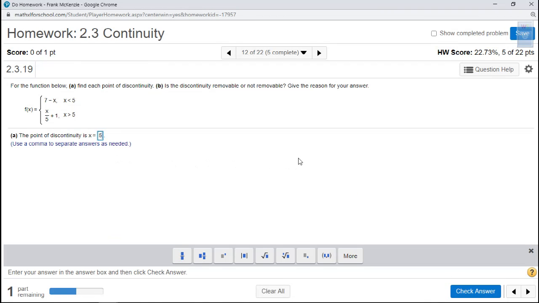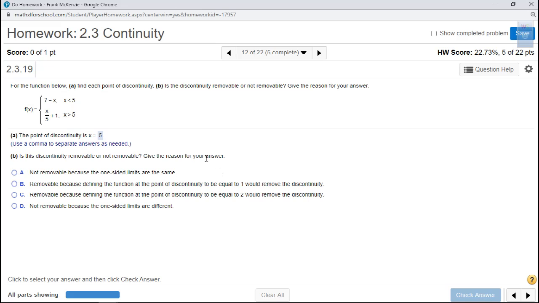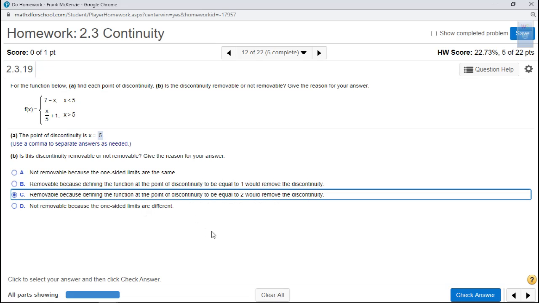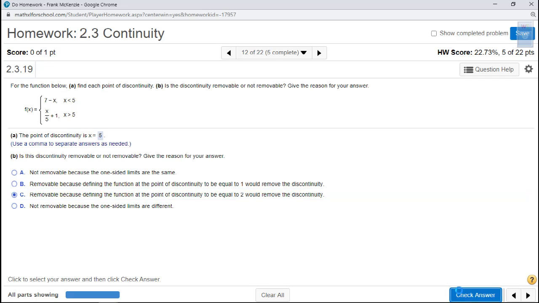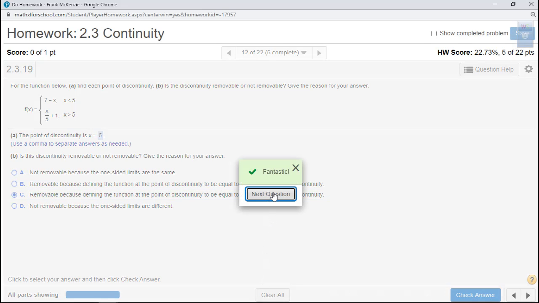All right, so my point of discontinuity was at 5. Nice work. And is this discontinuity removable or non-removable? It's not removable because the one-side limits are the same. No, the one-side limits are the same, but that's not the reason why it's removable. Removable because defining the function at the point of discontinuity to be equal to 1 would remove the discontinuity. Almost, but it wouldn't be equal to 1. It's actually the second one, equal to 2, would remove the discontinuity. Fantastic.